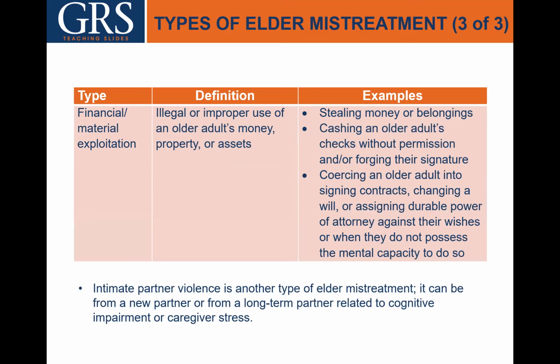Another one is called financial or material exploitation, which means illegal or improper use of older adults' money, property, or assets. Examples include stealing money or belongings from older adults, cashing older adults' checks without their permission, or forcing older adults to sign a contract which is against their wishes. Here's another type of mistreatment, which is called intimate partner violence. It can be from a new partner or from a long-term partner, related to cognitive impairment or caregiver stress.